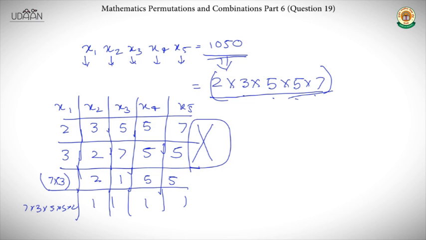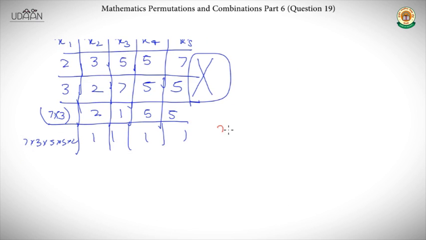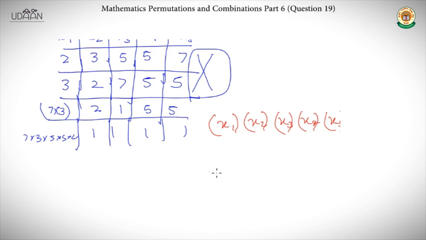So we think of a way. Let's say we have x1, x2, x3, x4 and x5 as different groups, as 5 groups. And we have the digits 2, 3, 5, 5 and 7. We have 5 digits. Let us say we have to divide 2, 3, 5, 5, 7 into these 5 groups, such that each group gets 0 or more objects.